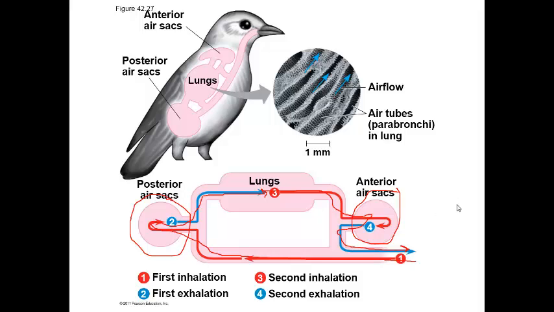Inside the lungs, there are structures called air tubes or parabronchi. This is going to be the site where gas exchange takes place. This is going to be where oxygen enters the bloodstream and carbon dioxide is going to leave the bloodstream. Again, this method is used to extract the maximum amount of oxygen out of the air. Birds need tons of energy, they need tons of ATP in order to allow flight, and this is how they obtain the oxygen necessary to make the ATP.